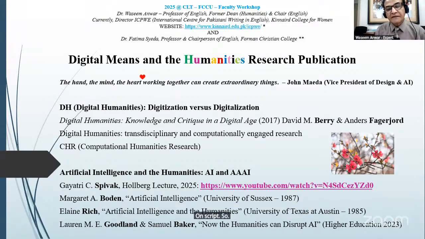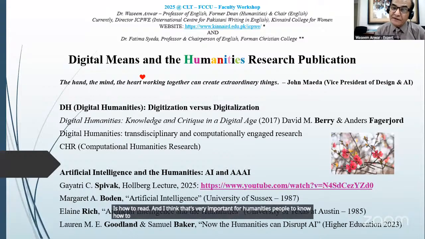So I think one other thing that Spivak refers to, and I would like to reiterate, is how to read. And I think that's very important for humanities people to know how to read, because only then they would be able to also know how to write.